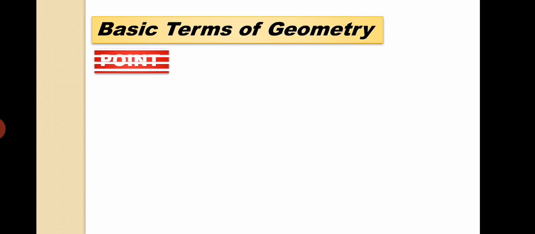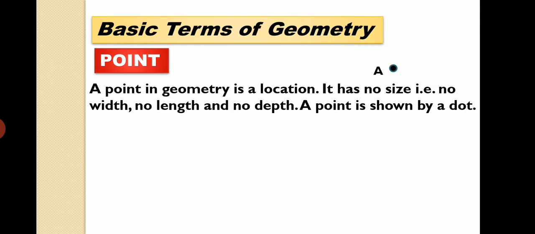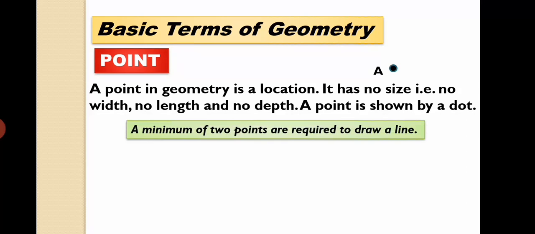First is point. Here you can see A is showing a point. A point in geometry is a location. It has no size, no width, no length and no depth. A point is shown by a dot. As we know students, we require a minimum of 2 points to draw a line.